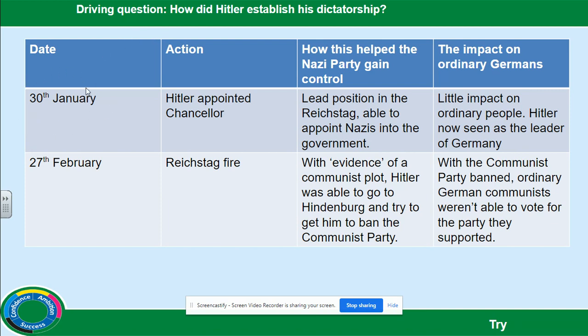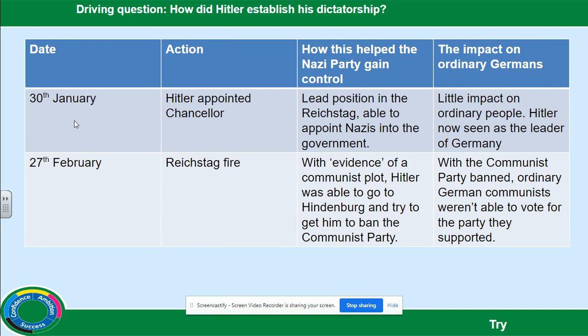On the 30th of January, Hitler was appointed Chancellor, so this is the action. This helped the Nazi Party gain control as he was now in the lead position in the Reichstag and could appoint Nazis into the government. This had little impact on ordinary Germans, but Hitler was now seen as the leader of Germany.